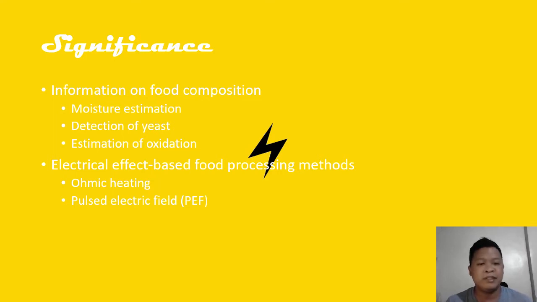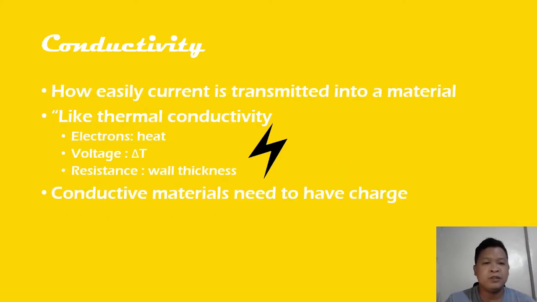So the significance of the electrical properties of food are mainly in terms of being able to determine information on the composition of your food, such as estimation of moisture or determination of the presence of yeast, or even estimating levels of oxidation in food. And there are also processing methods that are based on electric heating, such as ohmic heating and pulsed electric fields. So not to be confused with thermal conductivity, electrical conductivity is also something that we could measure in food.